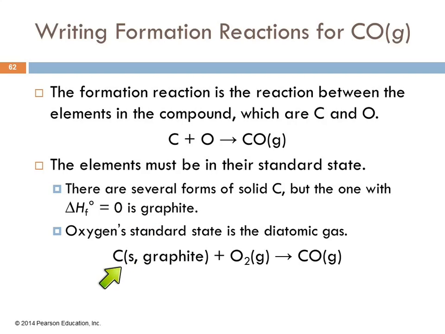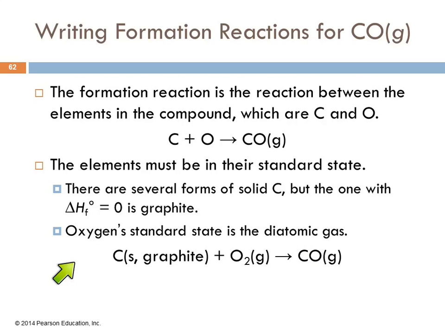Graphite is a solid, so we've got carbon, solid in the graphite form. There are other forms, like buckyballs and diamonds, other forms of elemental carbon, but those are not the standard state. Graphite is. Oxygen, we can't just write O. We need the standard state for oxygen, and that's the diatomic gas. And so these are going to form carbon monoxide.